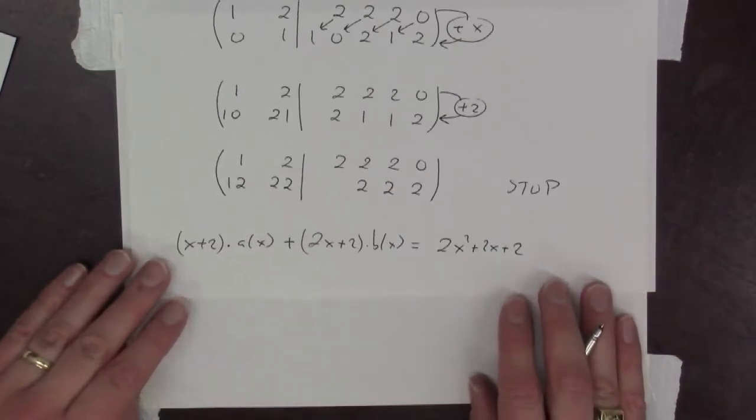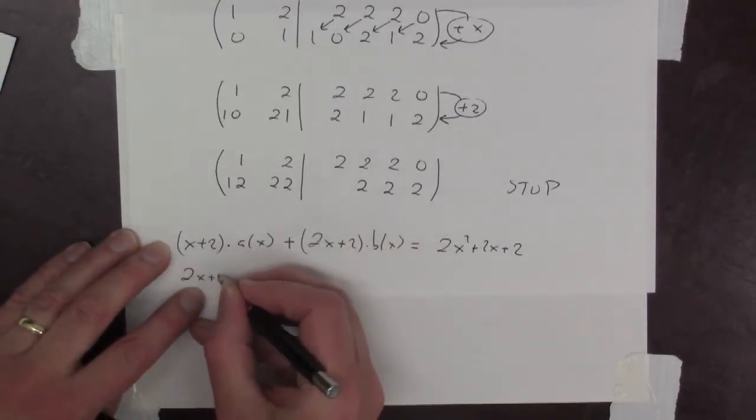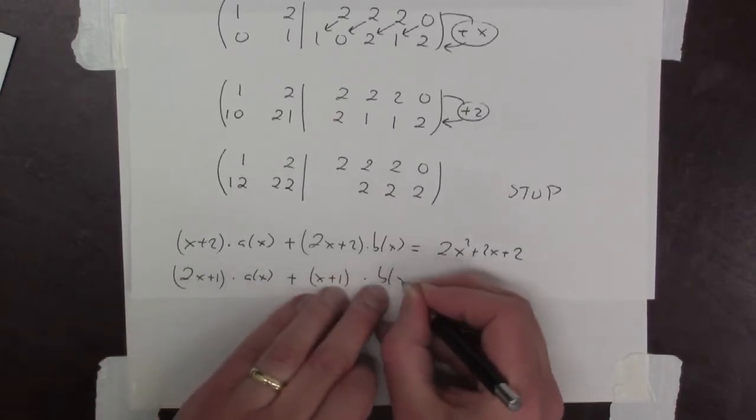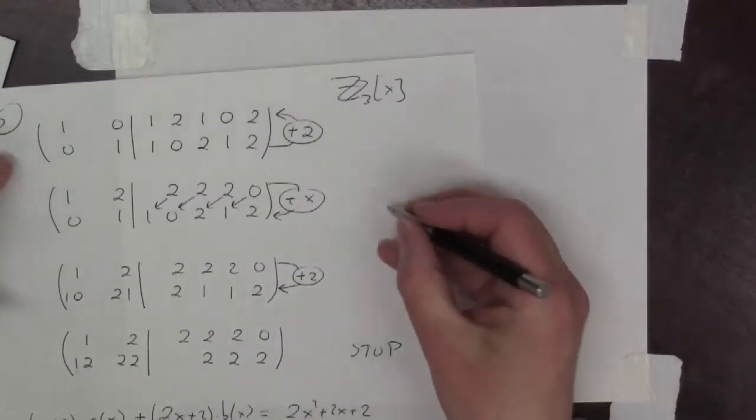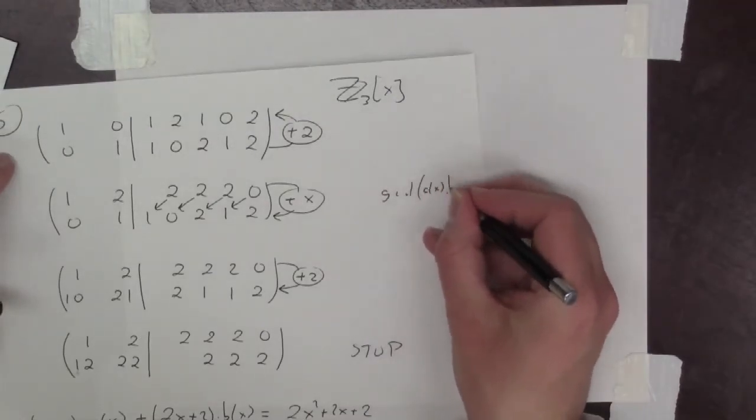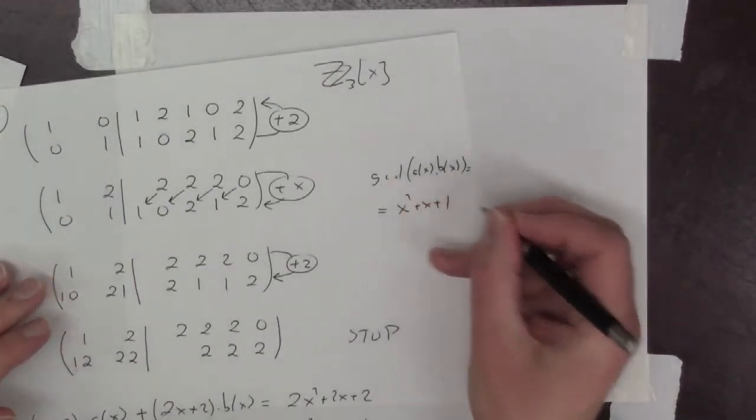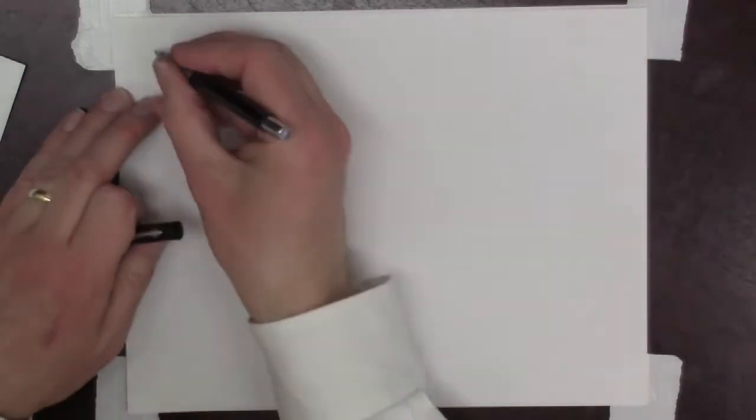Or I can multiply this by 2 to get 2x plus 1 times a of x plus x plus 1 times b of x equal to x squared plus x plus 1. So the GCD of these two polynomials, a of x and b of x, is, well, either you can say 2x squared plus 2x plus 2, or x squared plus x plus 1. Because remember, GCDs are only defined up to scalar multiple. So that was problem number 5. Now let's get on to problem 6. Problem 6, the least common multiple. Aha.